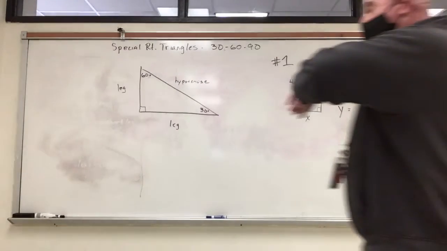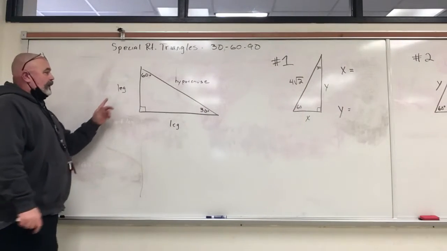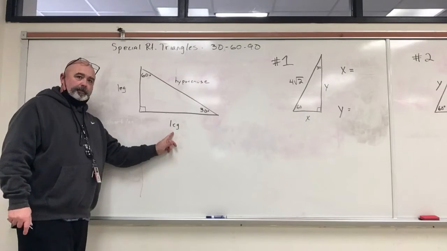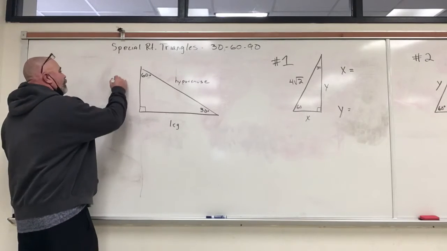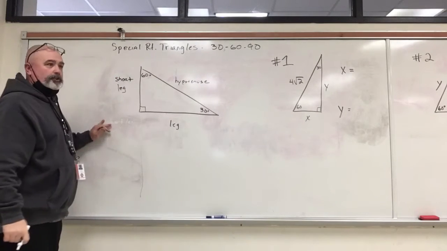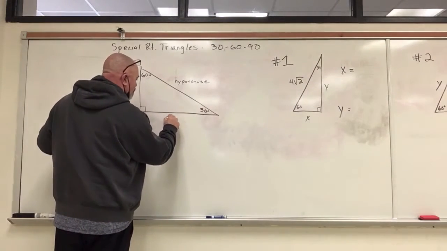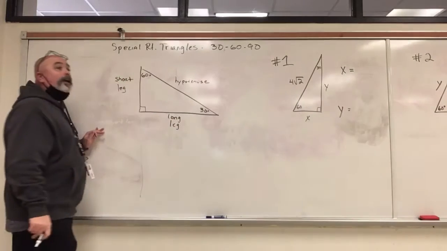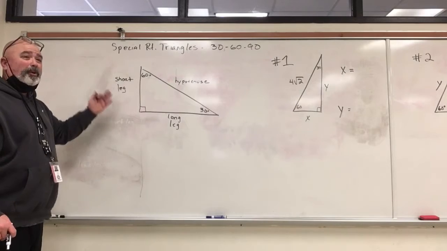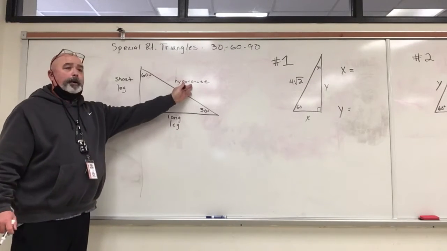All right, so the thing you need to know about this special right triangle is it has a special type of leg here, and it has a special type of leg here. Okay, this is called the short leg. Why is it called the short leg? Because it's shorter. Okay, and this is called the long leg. Why is it called the long leg? Because it's longer. So you got a short leg, you got a long leg, and you got a hypotenuse.